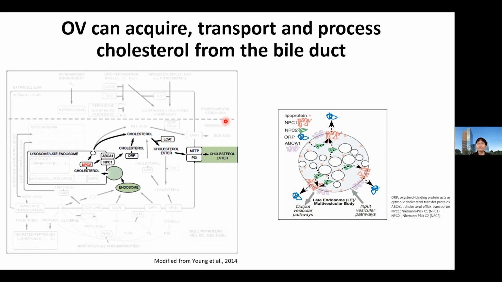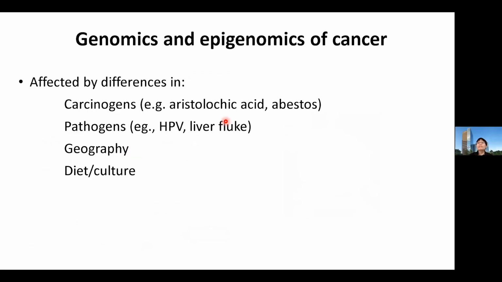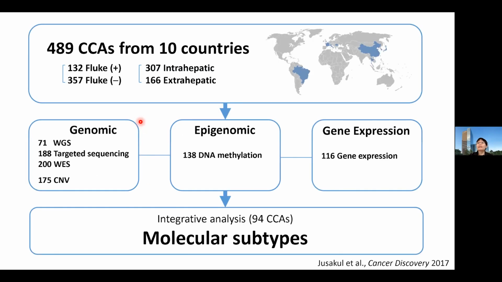Thus, so far, we can see that many differences affect cancer initiation and development. This includes geography, diet and culture of people, exposure to carcinogens and pathogens. In order to understand how these factors separately and together regulate tumorigenesis epigenetically and genetically, our group has collected close to 500 cholangiocarcinoma tissues from different geographical regions and of different etiologies.